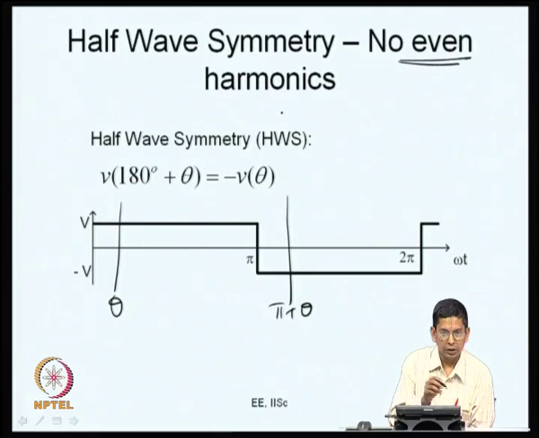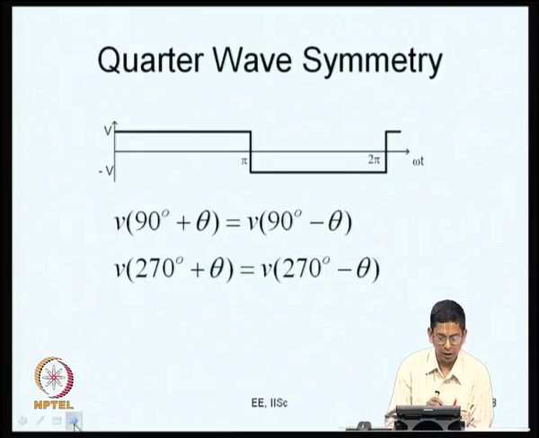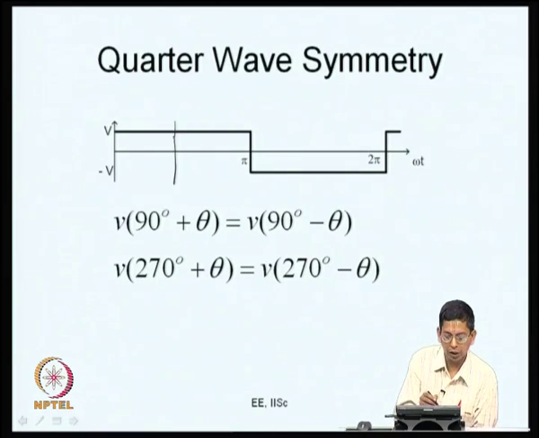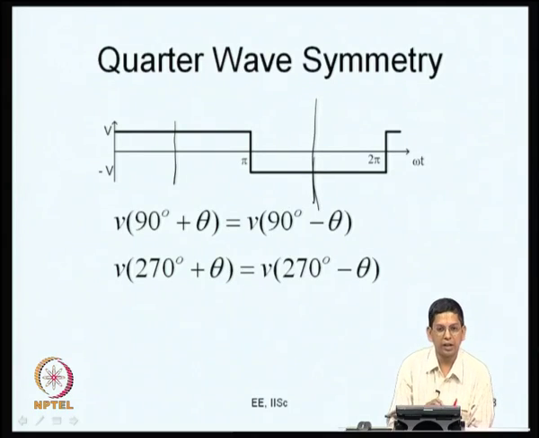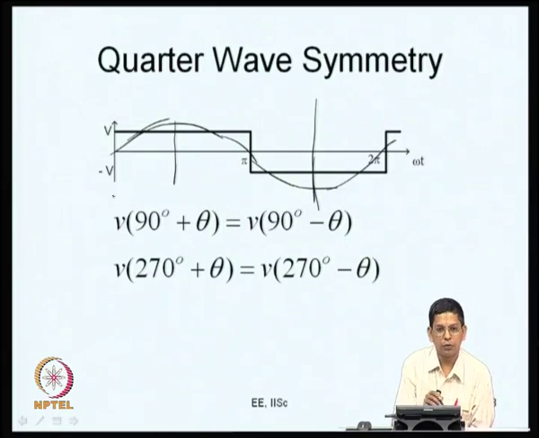So, the PWM waveform has 3-phase symmetry, and it has half wave symmetry, and it also has quarter wave symmetry, which we have already discussed now. If it is quarter wave symmetry, you consider 90 and 270 degrees, that is when the fundamental has its positive peak and negative peak. About these, if you look at that, it has symmetry.